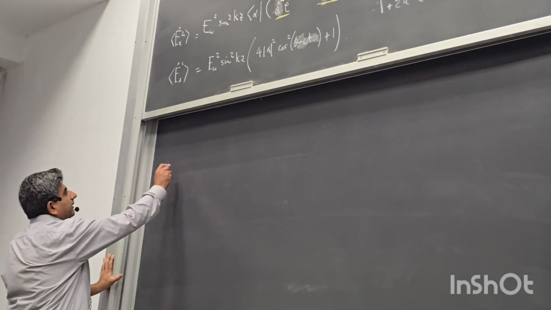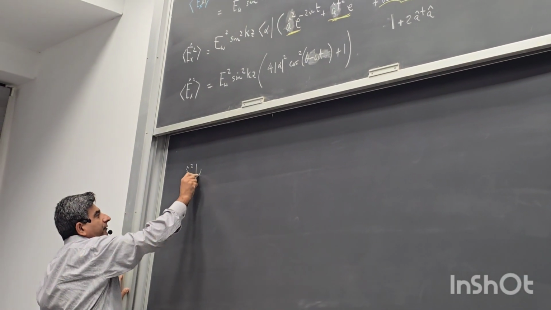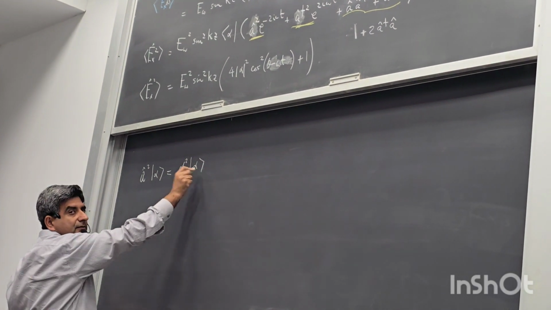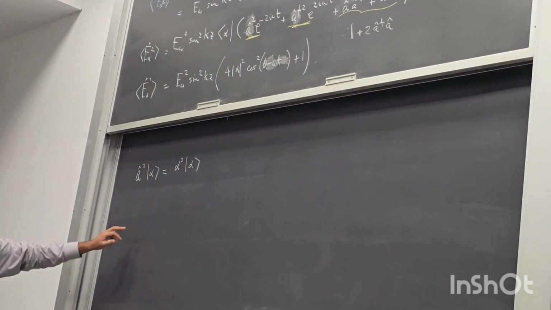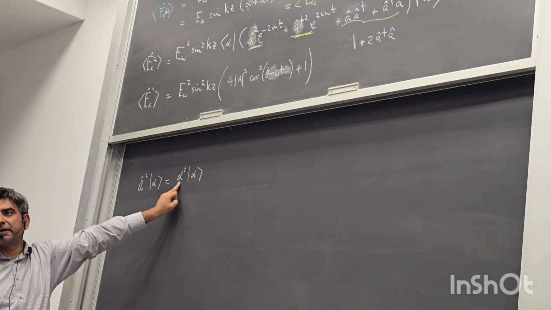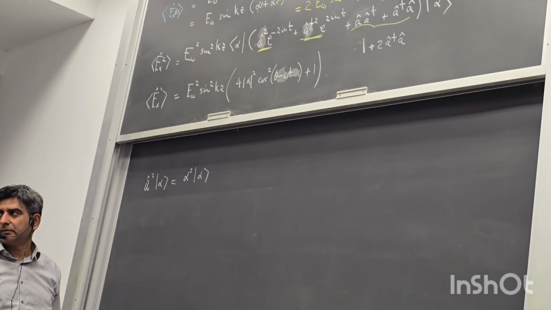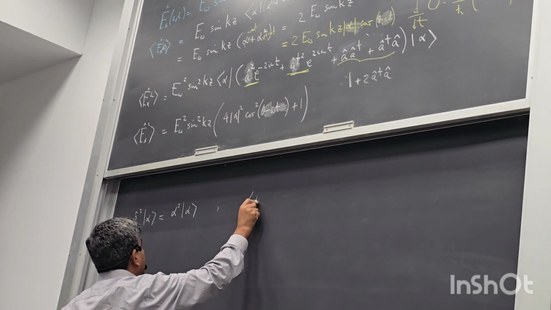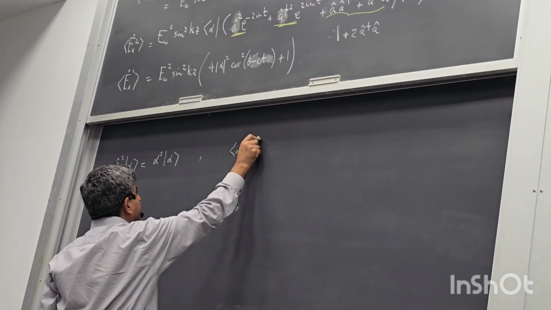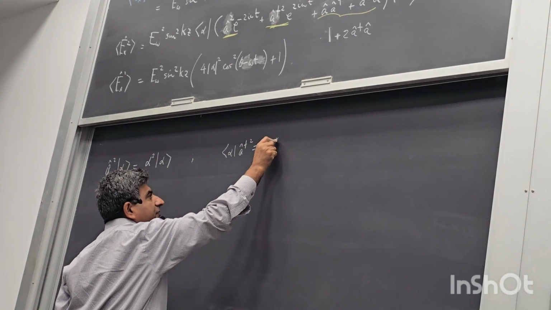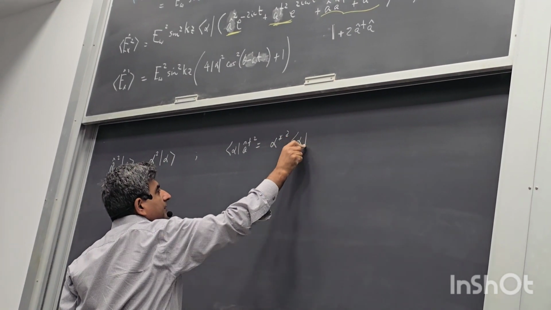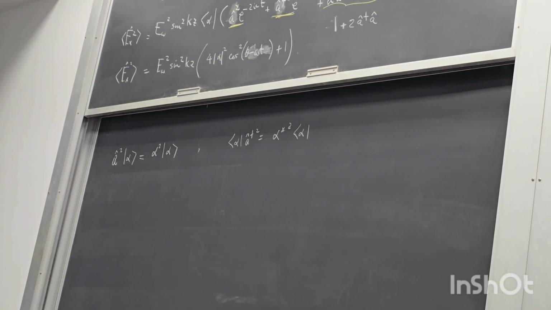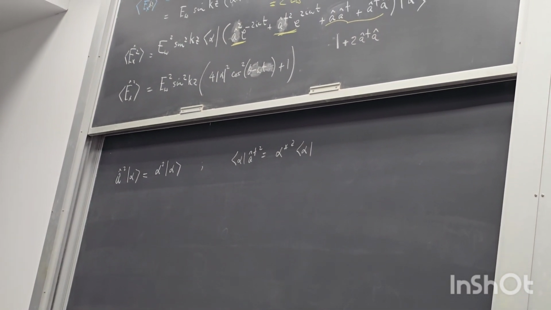Remember, a square of alpha is alpha square alpha. Remember this. Where alpha square is not the modulus square, it's pure alpha square. If I take the conjugate of this, bra alpha, a square is alpha star square bra alpha. Okay, so keep these relationships in mind. So try to derive this, please.